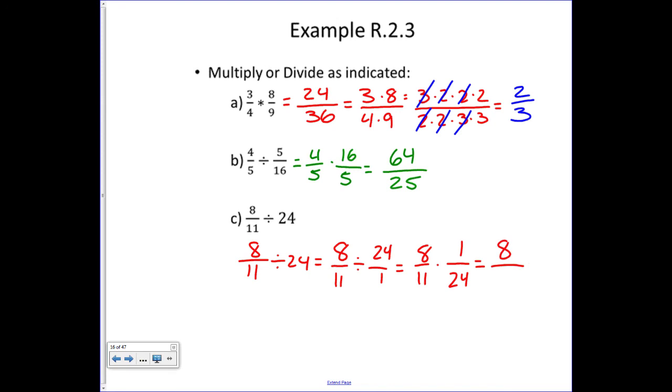8 times 1 is 8. And 11 times 24 is 264. And we can reduce this just a little bit. 8 times 1, 11 times 24 is just 8 times 3. So 11 times 8 times 3. And we don't have to write this all the way out to prime factors because they both have an 8. And that simplifies to 1 over 33.